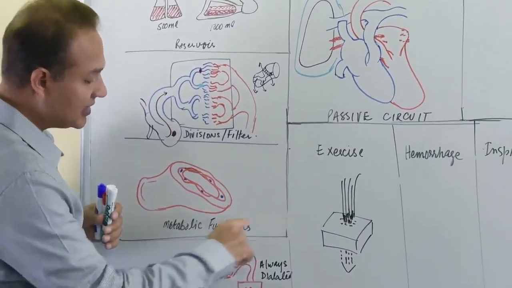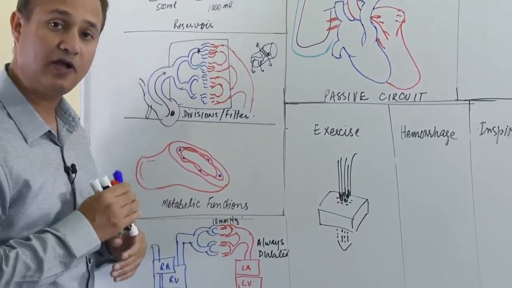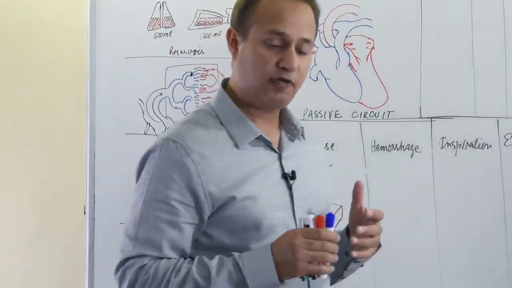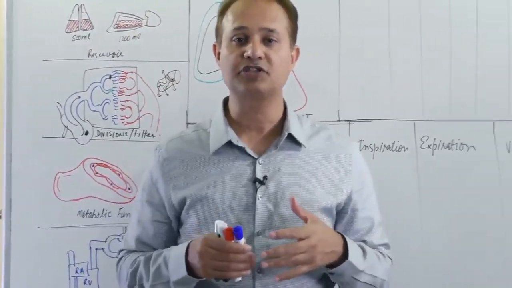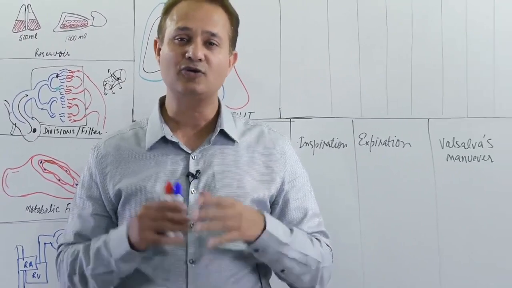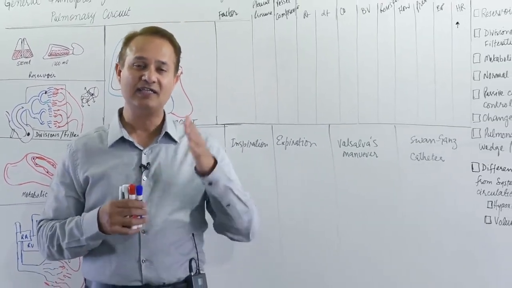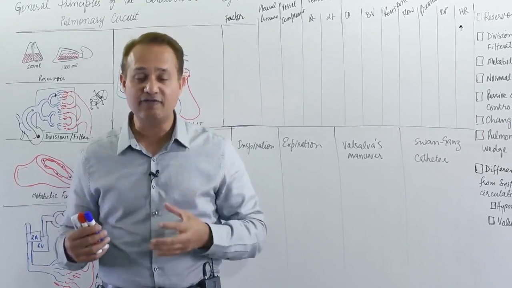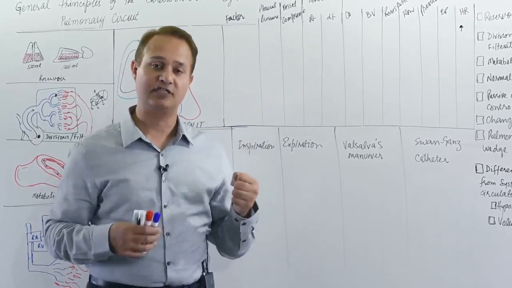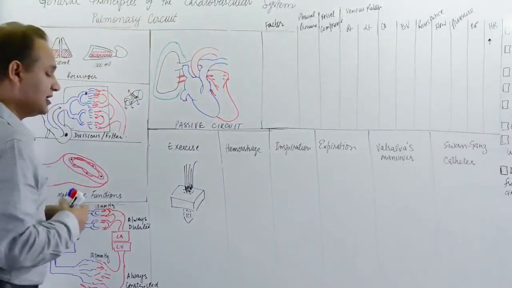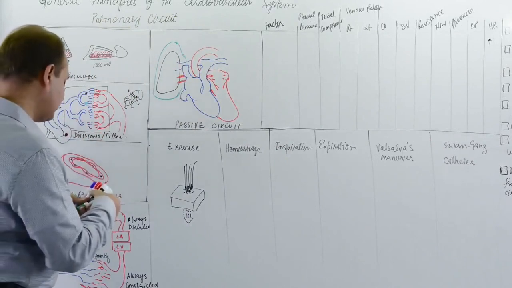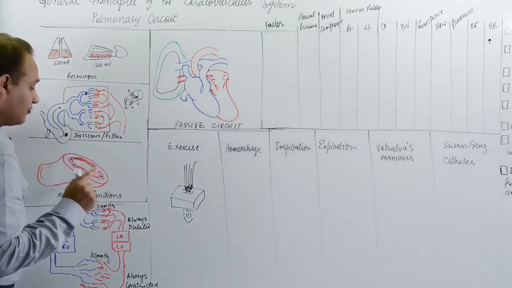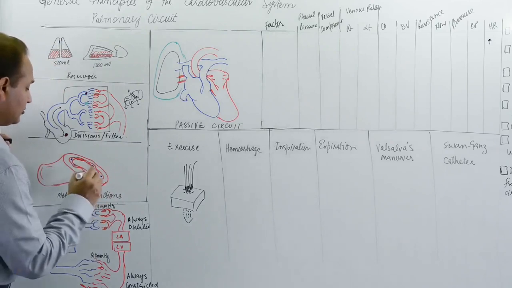Now that brings us to this thing, metabolic function. Lungs, blood vessels perform a lot of metabolic functions as well. It is not only for the gaseous exchange. It is not only acting as a mechanical barrier for filtration. In fact, it also does some chemical functions as well. So what are those functions? There are many. I'm just going to take care of two big ones that you would need from a clinical point of view and USMLE point of view.